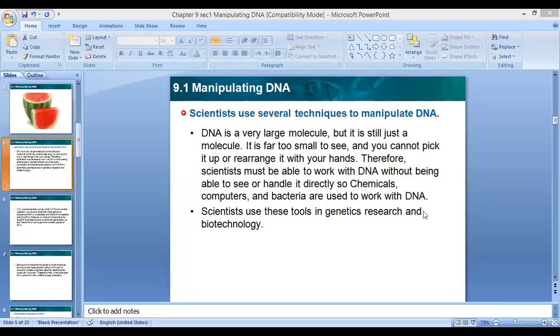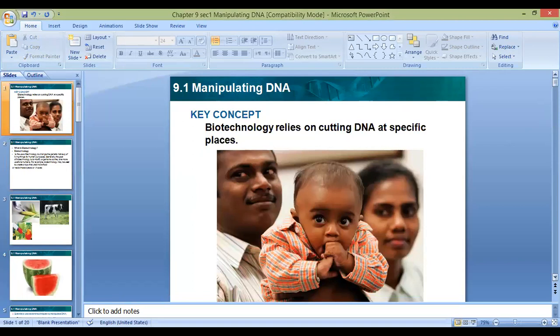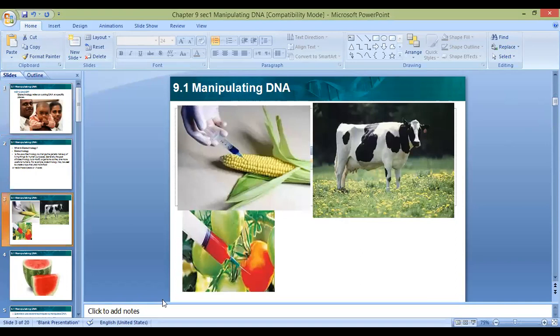So yesterday we started talking about manipulating DNA, section 1 in chapter 9. Who can tell me what is the meaning of manipulating DNA? What is the meaning of manipulating DNA, little guys? In your own words, can anyone tell me what is the meaning of manipulating DNA?